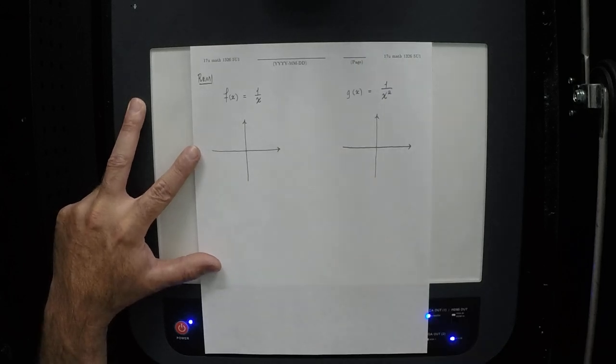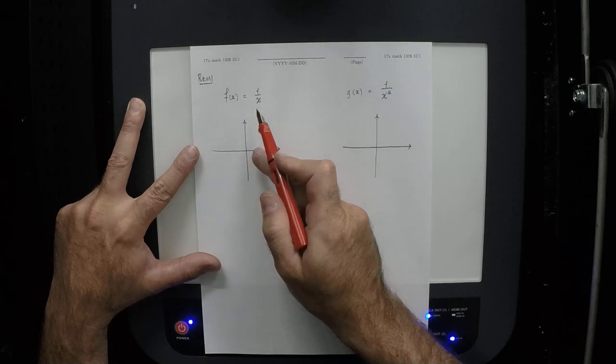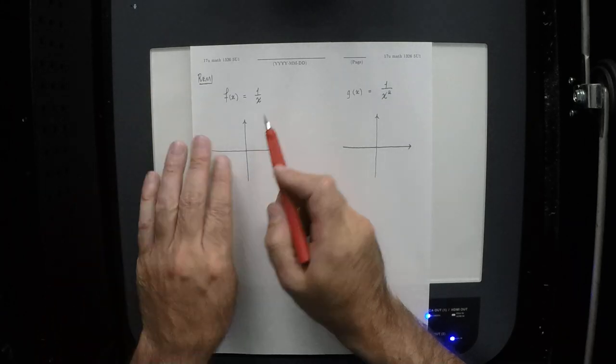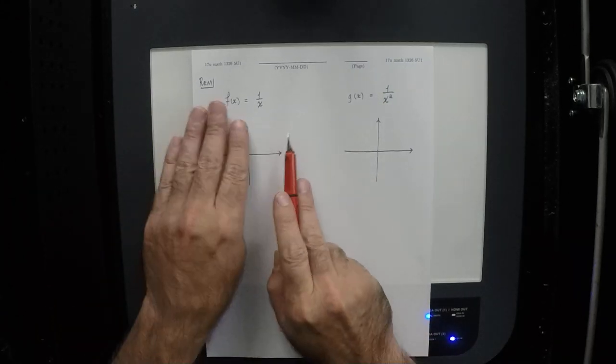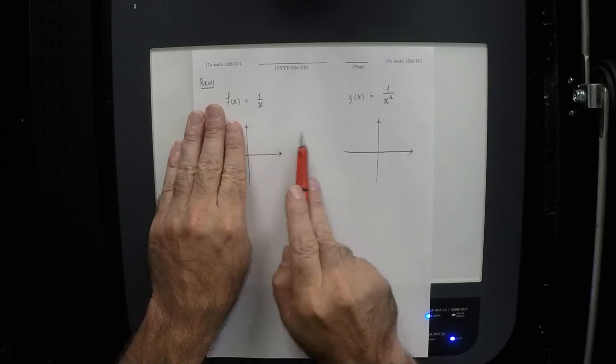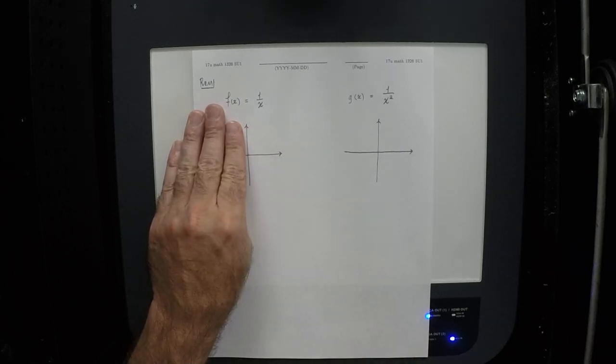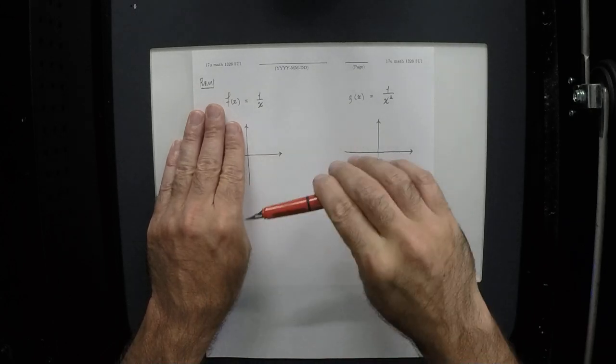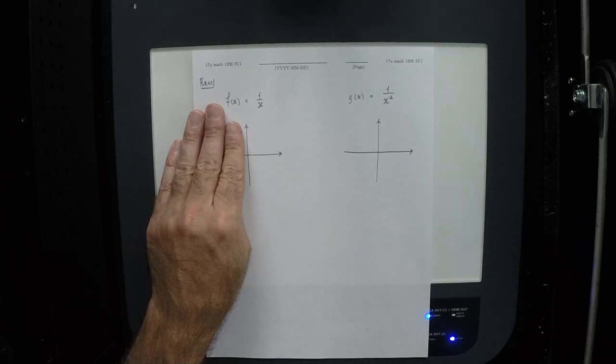So let's think about it for a minute. What happens to this? So in the first place, if we're on the right side, so if I ignore the left side, if we're on the right side, then x is positive and 1 over x is positive. Which means that if we're on the right side, we must be on the top side. Because being on the right side means the input is positive, being on the top side means that the output is positive.